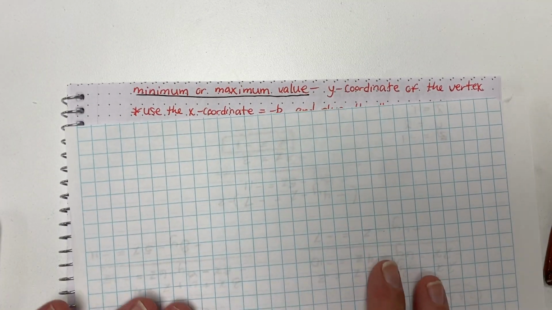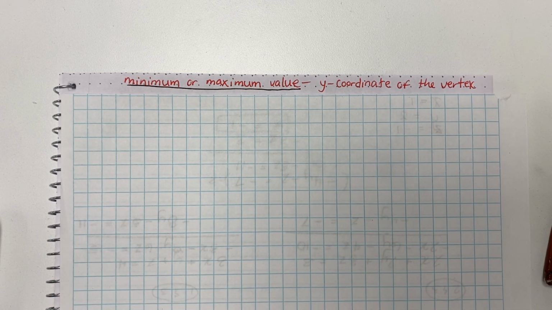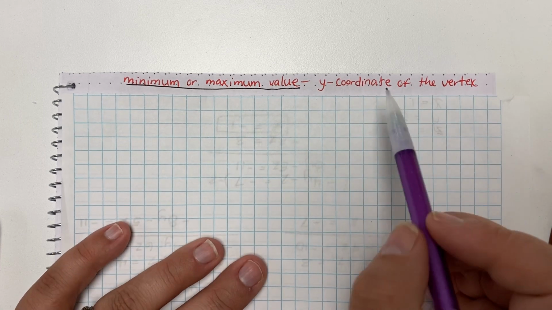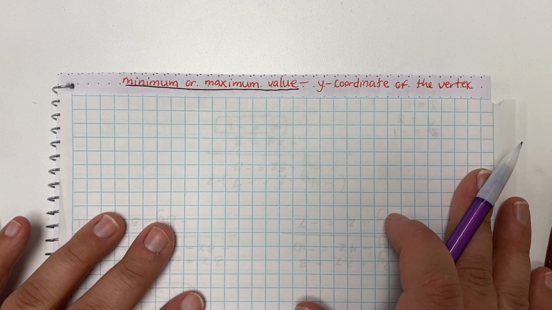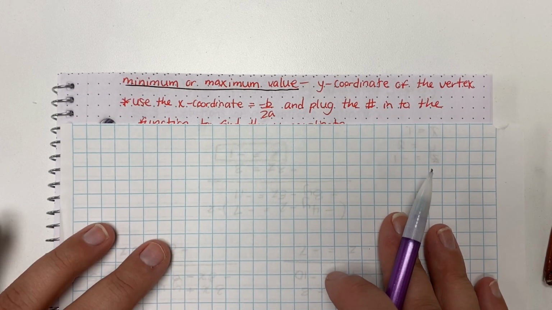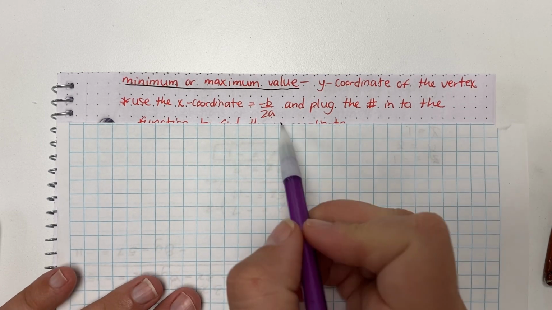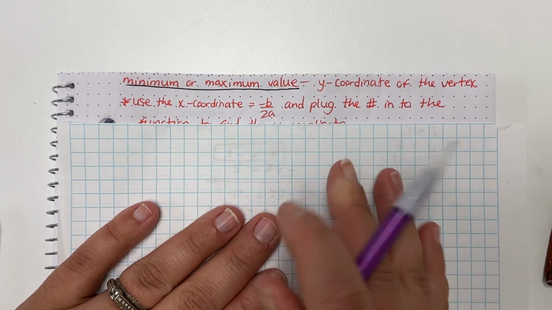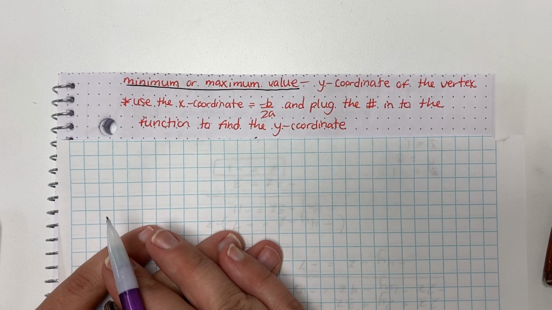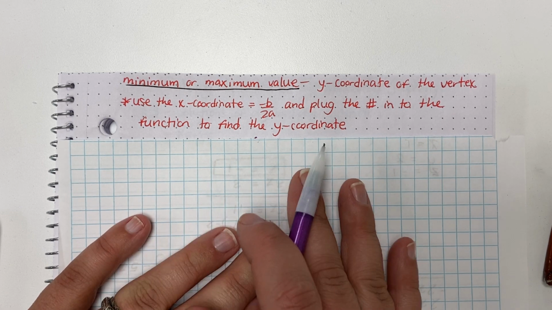Some more information that we can find from the equation of our line is the minimum or maximum value. And that is going to be the y coordinate of our vertex. We just talked about how to find that y coordinate. You can use your x coordinate, your -b over 2a, and take that number and plug it into your function, whatever your function is, to find the y coordinate. We just did that on that last problem.